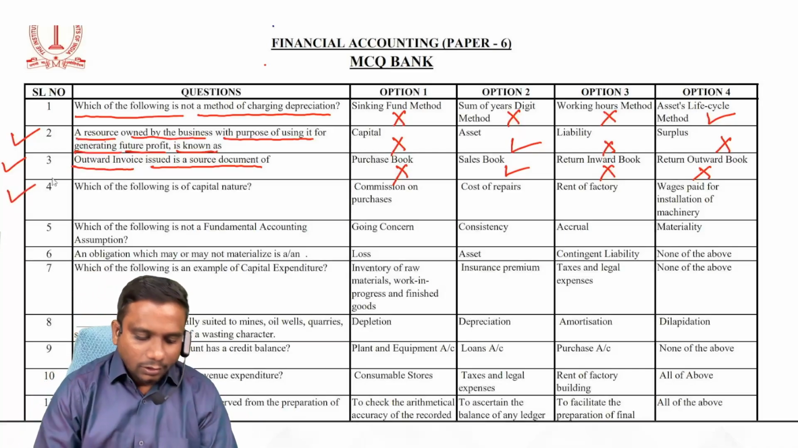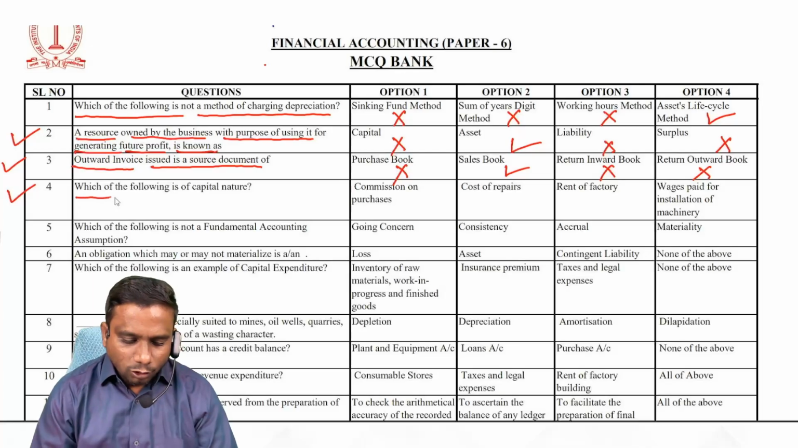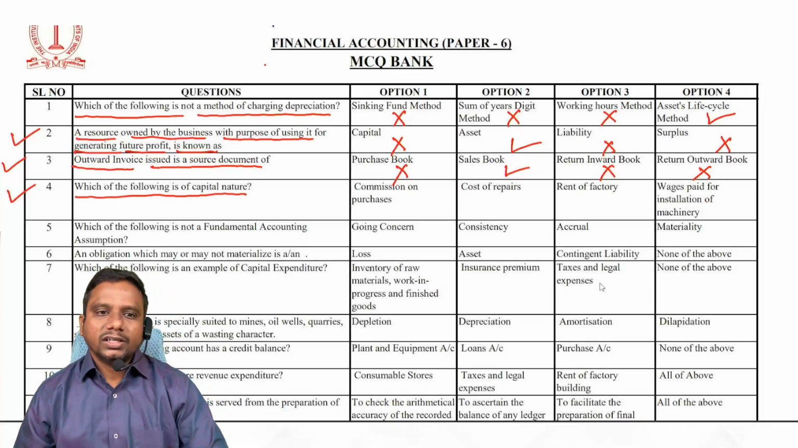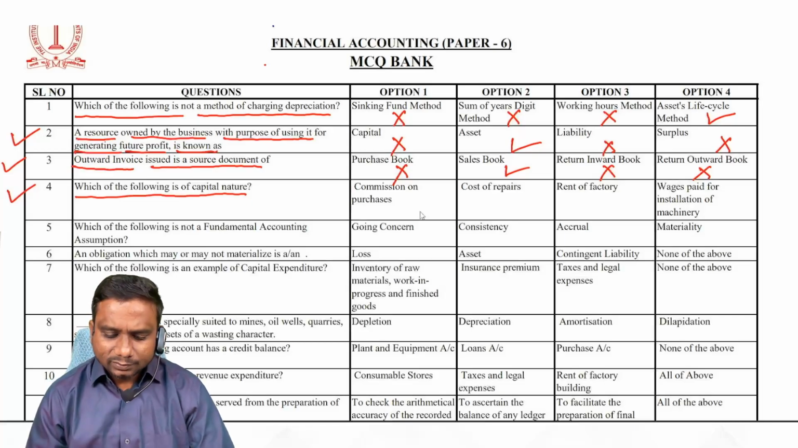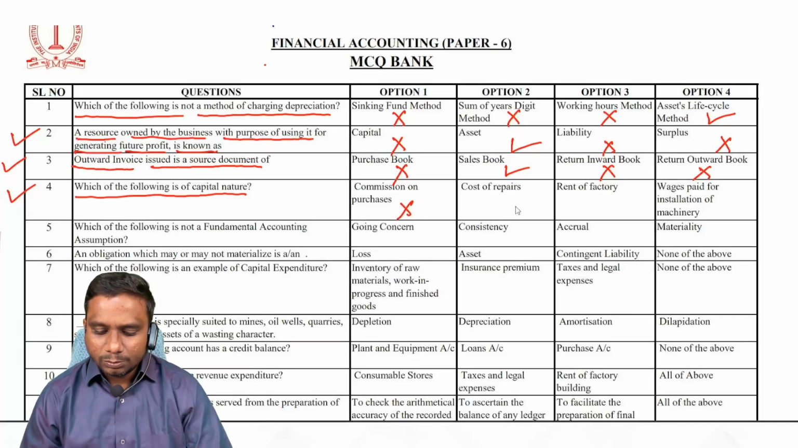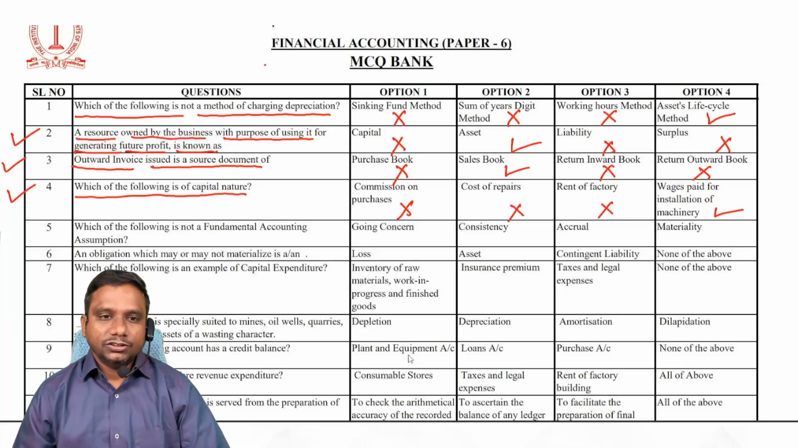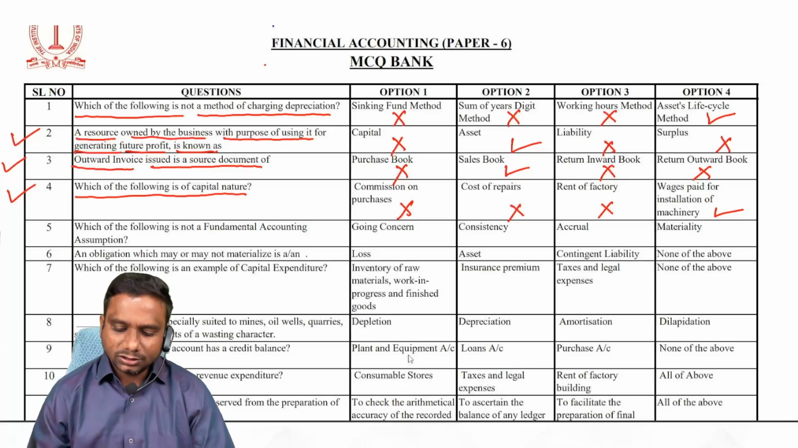Next one. Fourth one. Which of the following is of capital nature? Capital nature may be capital expenditure. Commission on purchase, it is revenue. Cost of repairs, it is also revenue. Rent of factory, it is also revenue expenditure. Wages paid for installation of machinery must be capitalized, so this is capital expenditure.